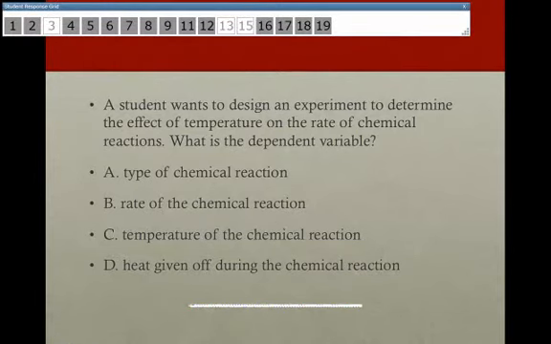Student wants to design an experiment. Read through the experiment. To determine the effect of temperature on the rate of chemical reactions. What's the dependent variable?